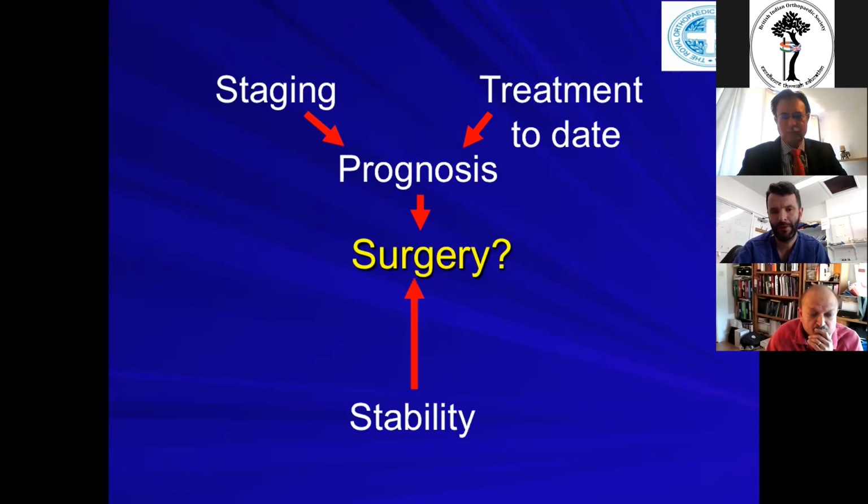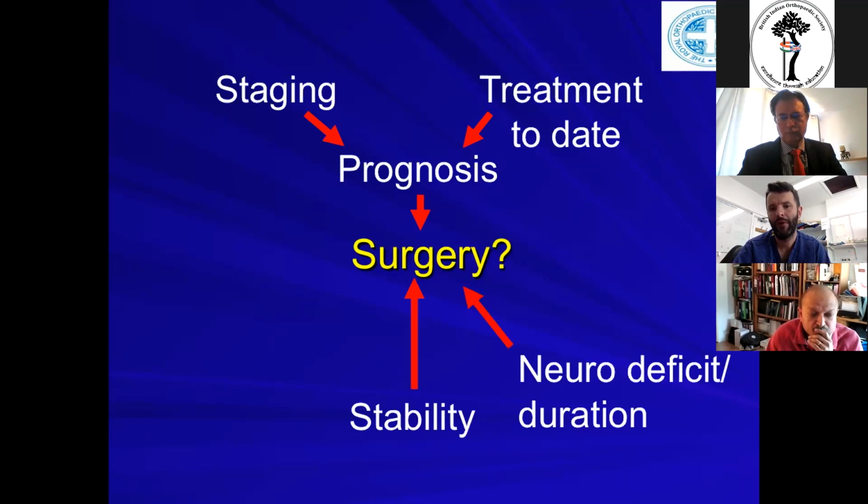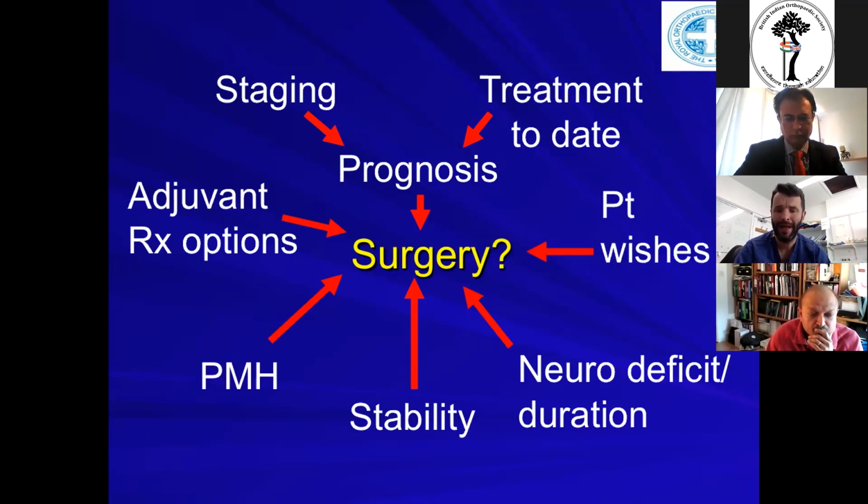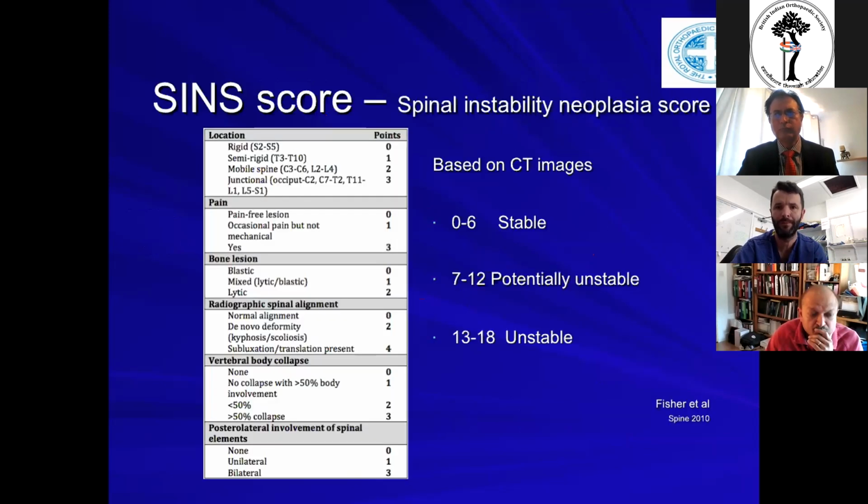You want to know what the stability is, and typically that'll be from the imaging. And as well as that, you want to know what the neurodeficit is and the duration of that. You want to know what their adjuvant treatments are, and we've discussed that already. What their past medical history is. Is this a patient, for instance, that's actually fit for surgery? And last, but by no means least, what is the patient's wishes here? If they do not want surgery and they're appropriately consented, they're of sound mind, you cannot make them have surgery, okay? And there is no point in going through a battery of investigations there afterwards if they're never going to be for surgery because the patient is adamant in their own minds that they do not want to proceed.